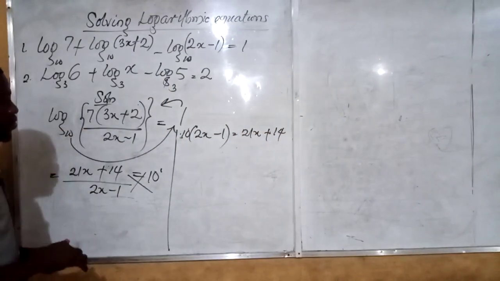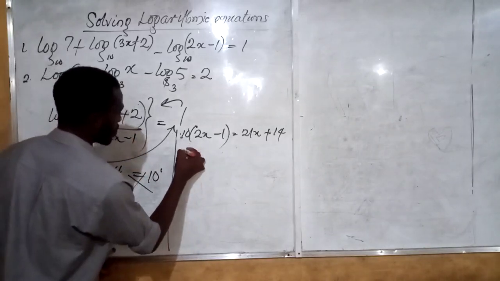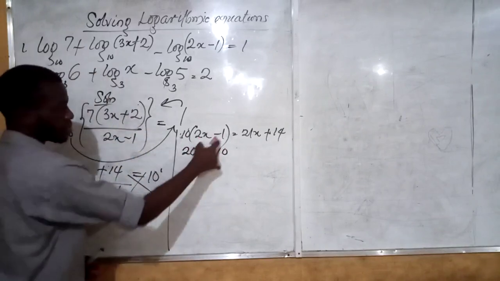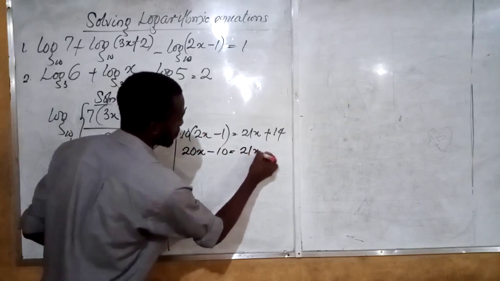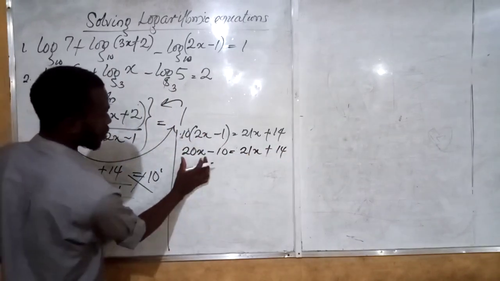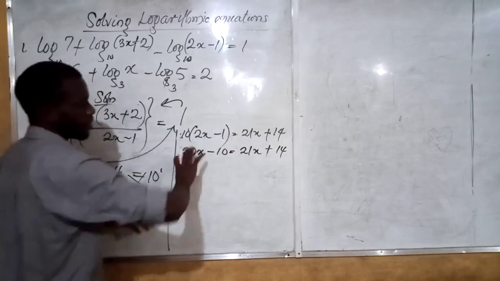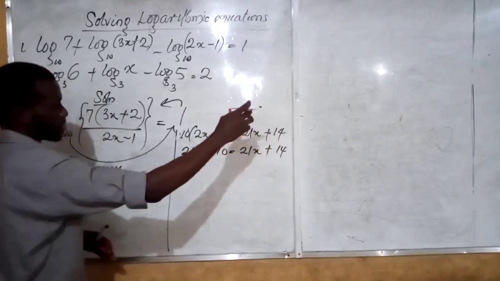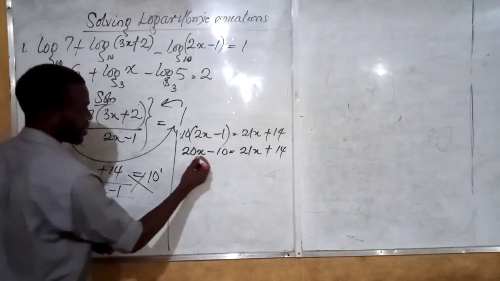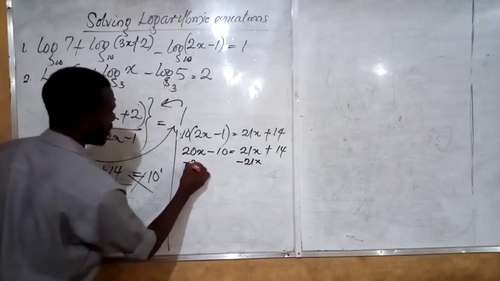Alright, so from here, what do we have? This opens the bracket to give us 20x minus 10. This times this is 20x, this times this is minus 10, is equal to 21x plus 14. Then from here, we can easily subtract. Let's collect the x's to this side and the constants to that side. It means we'll be subtracting 21x from both sides. So here minus 21x, here minus 21x.